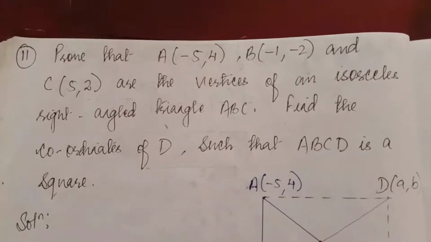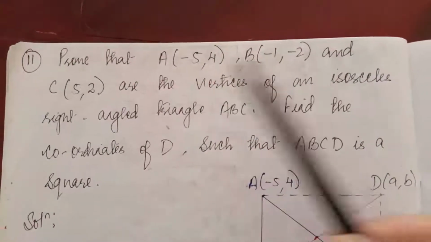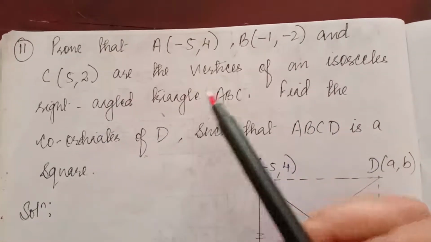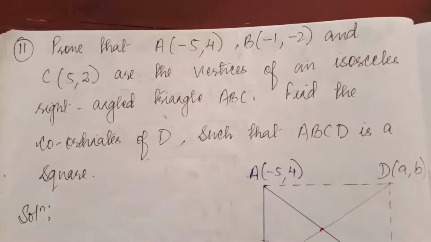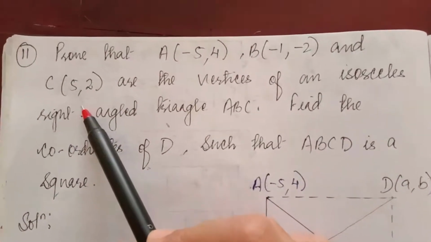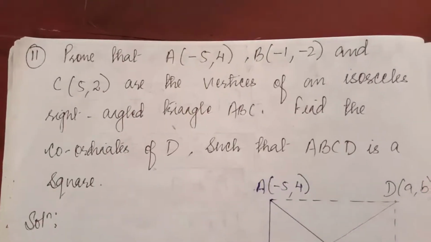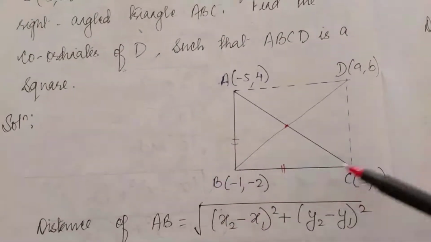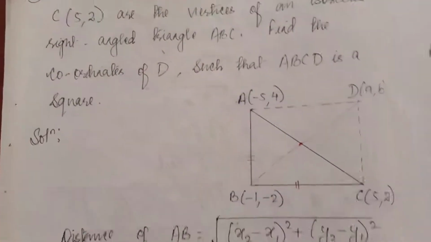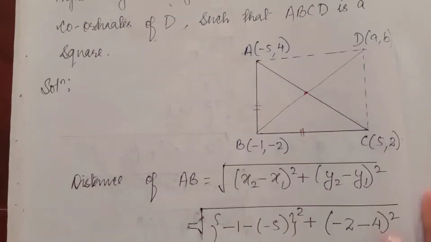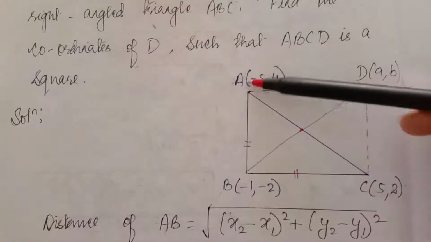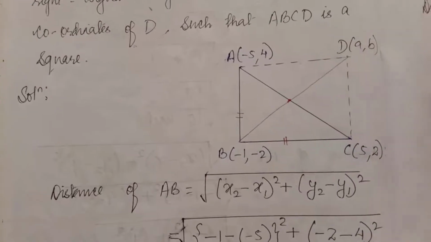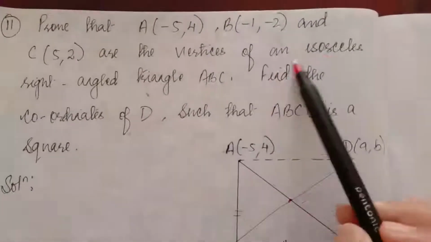Now question number 18.2 is: prove that A, B and C are the vertices of an isosceles right angled triangle ABC. So here you have to prove ABC forms an isosceles triangle, and that isosceles triangle is right angled also. You make ABC like this; it is already given that it forms a right angled triangle. We have to prove it, and isosceles also. Now we will find the distance of AB, BC and AC. Any two lengths must be equal to prove it is an isosceles triangle.